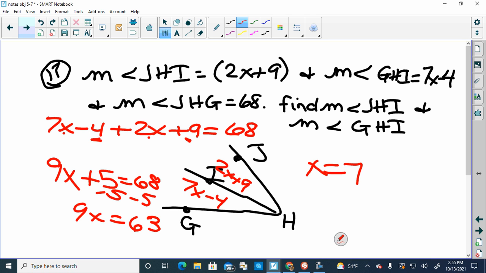So JHI, so JHI was the first one. So if I plugged in 7 here, I go 2 times 7, which is 14. And 14 plus 9, 23. Okay, without plugging into the other equation, what could I do with the answer I just got for this one and that number? Subtract it. So that's another way, because you should get the same answer. Okay, or you can plug it in.